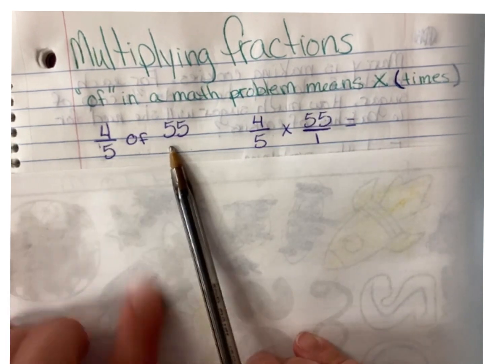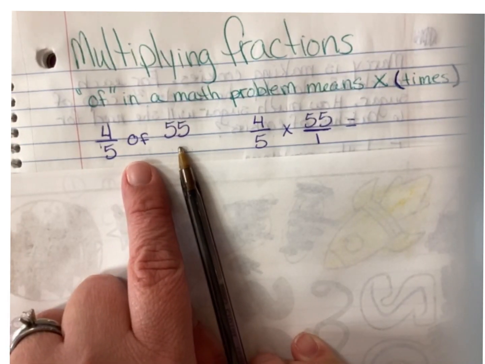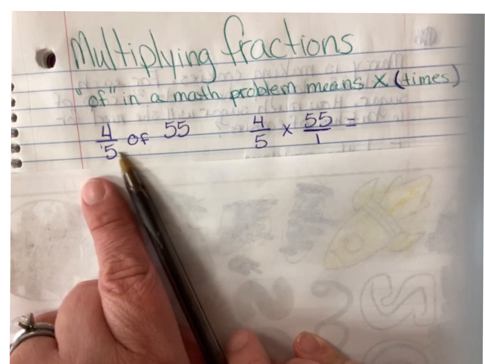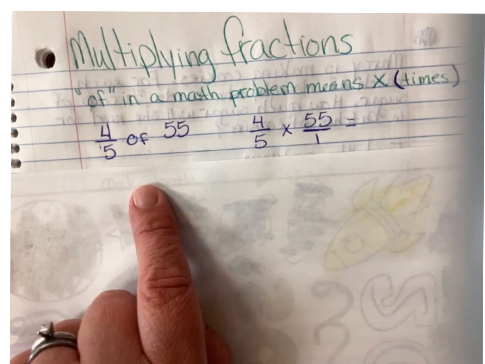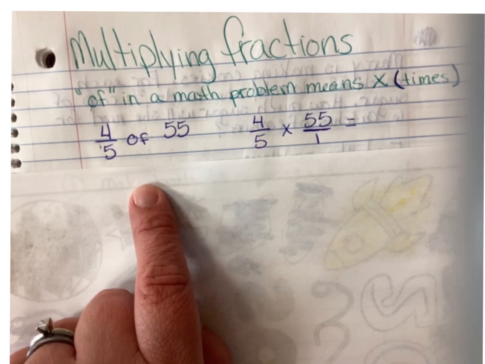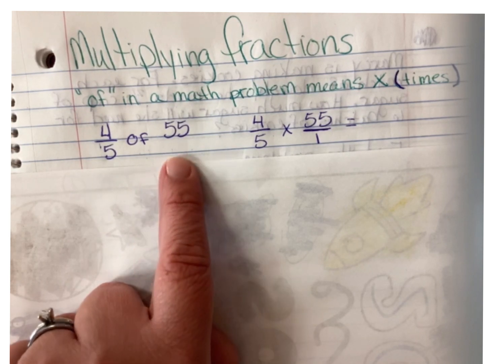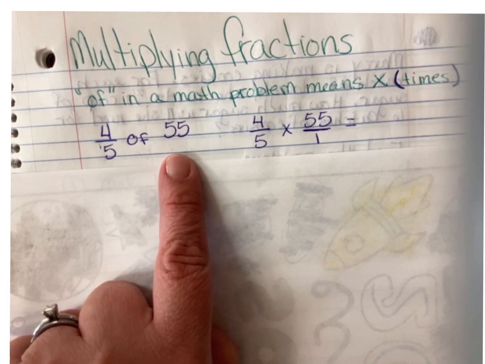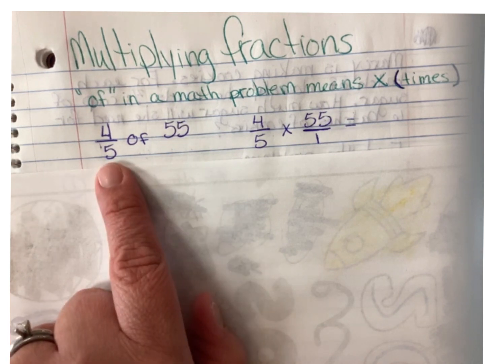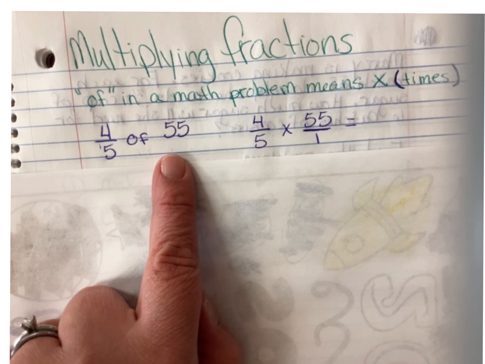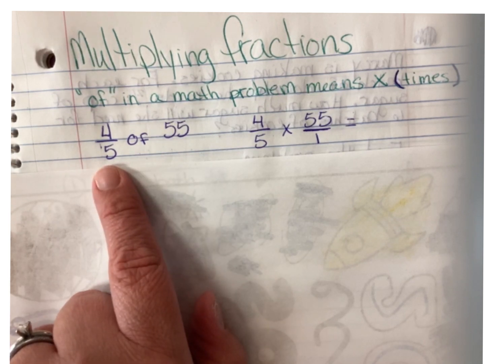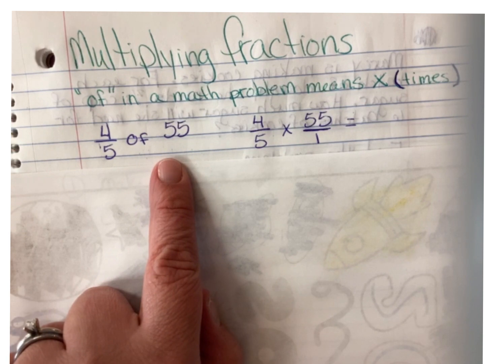Another example, this could be I have 55 boxes of cereal and 4/5 of those boxes of cereal are Kellogg's brand. I have 55 kids marked for lunchtime, and 4/5 of them are getting a cinnamon roll. I have 55 golf balls found in my backyard. 4/5 of them are orange. Yeah, I found golf balls in my backyard.